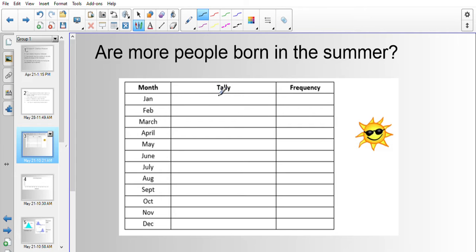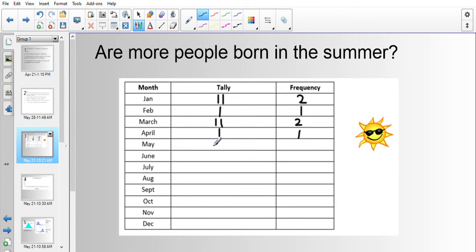So in January, I found that there were 2 people born in the month of January. And over here, I can write a 2 for the frequency. In February, there was only 1 person born. And over here, I'll write a 1. In March, there were 2 people born that I interviewed. So I'm going to make my tally mark 2. And I'm going to put a 2 right here. Let's see, in April, there was 1 person born out of the 37 that I asked. So I'll put a 1.